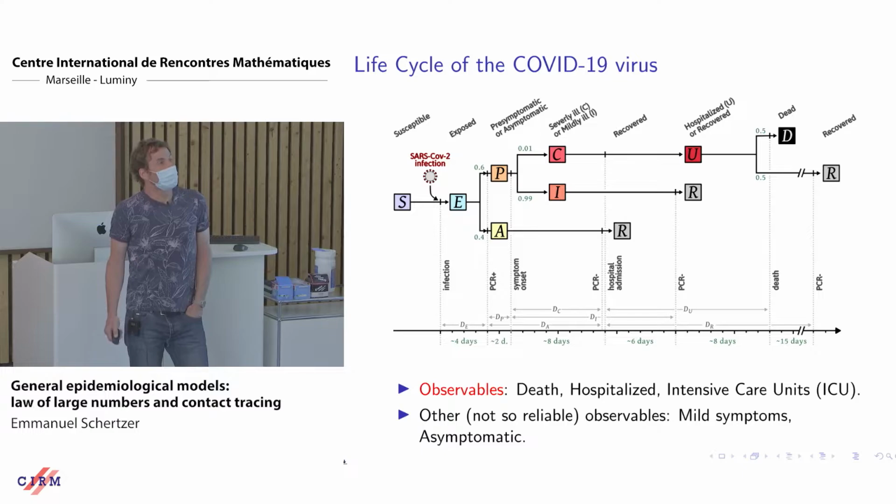So the main motivation behind this work is that I think we're all convinced by now that the life cycle of the COVID-19 virus is fairly complicated with many compartments, and that all the textbook models that we knew, like the SIR or like SEIR, are probably not complex enough to represent all the diversity in the symptoms that we can observe nowadays. Okay.